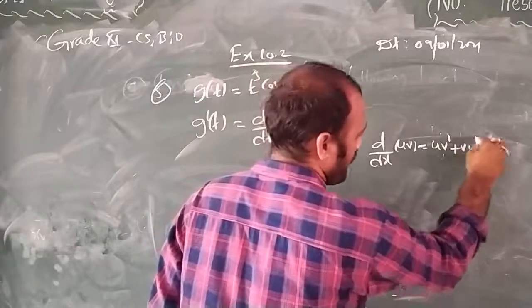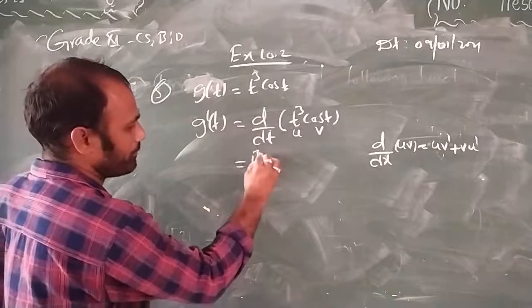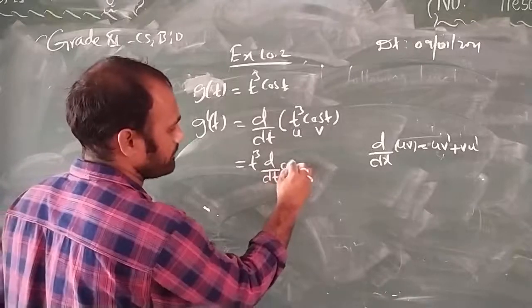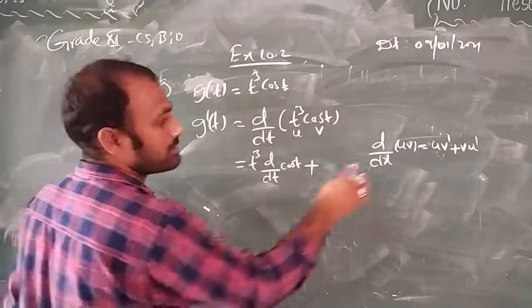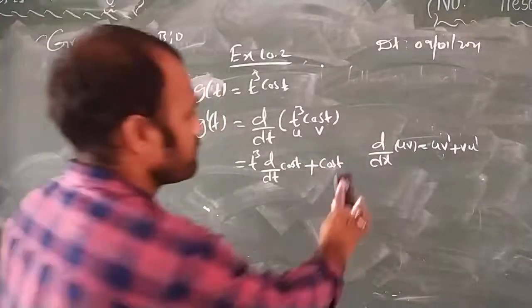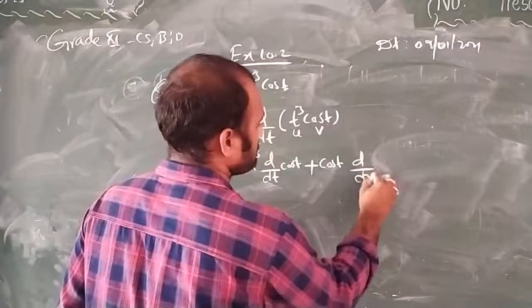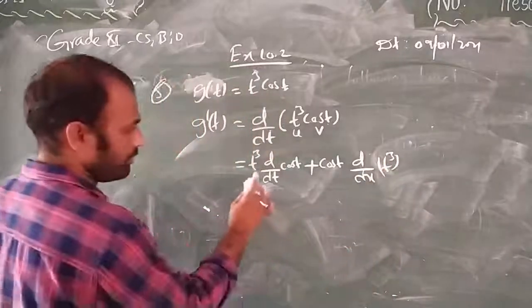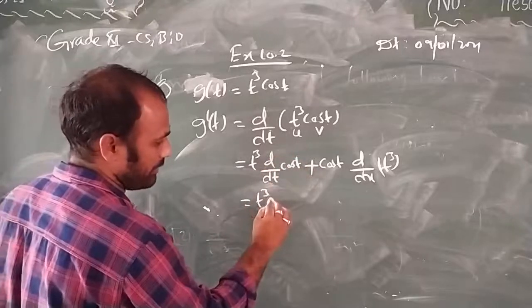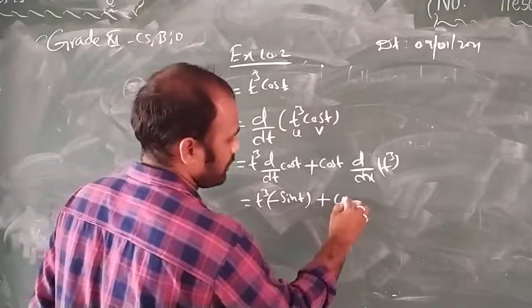plus vu dash. So the first function as it is, that is t cube. Next derivative of the second function, that is d by dt of cos t, plus second function as it is, cos t, derivative of the first function t cube. So t cube into cos t derivative, which is minus sin t, so the answer is minus sin t, plus cos function as it is.